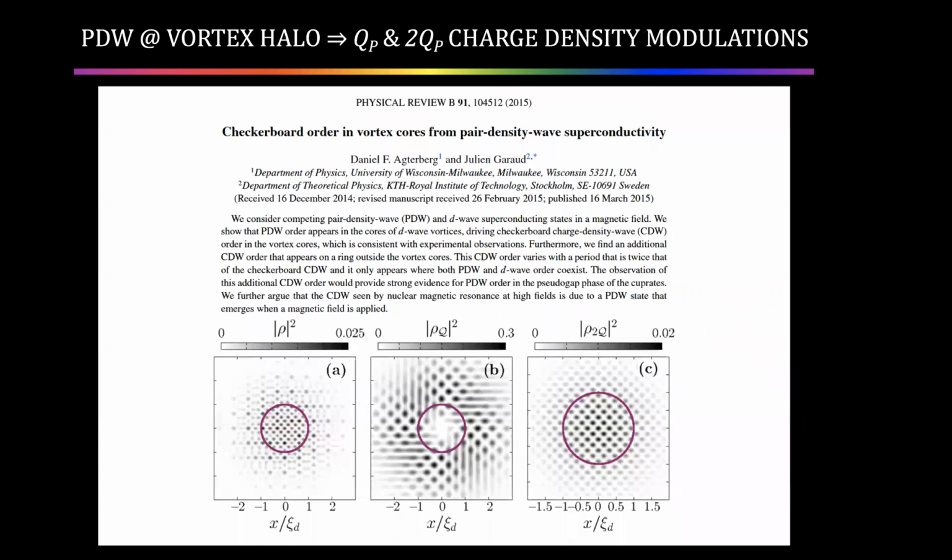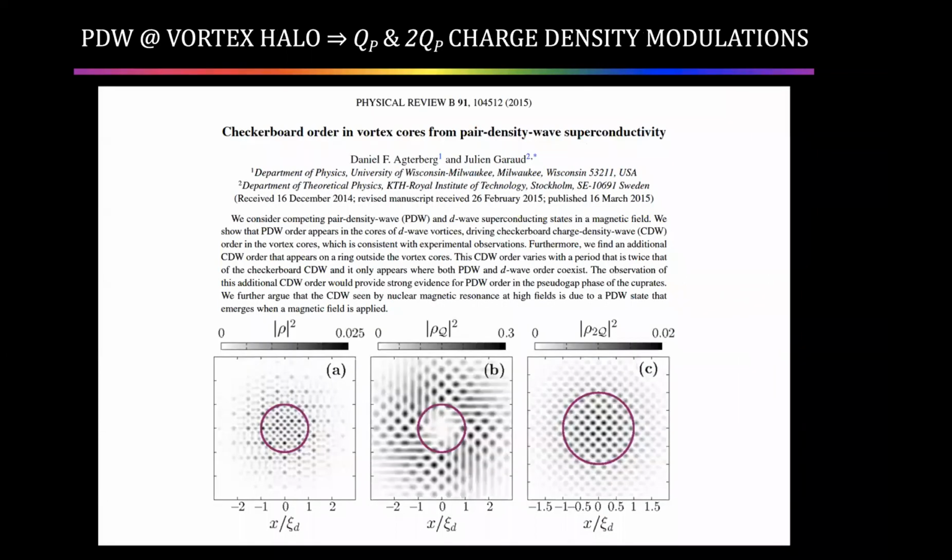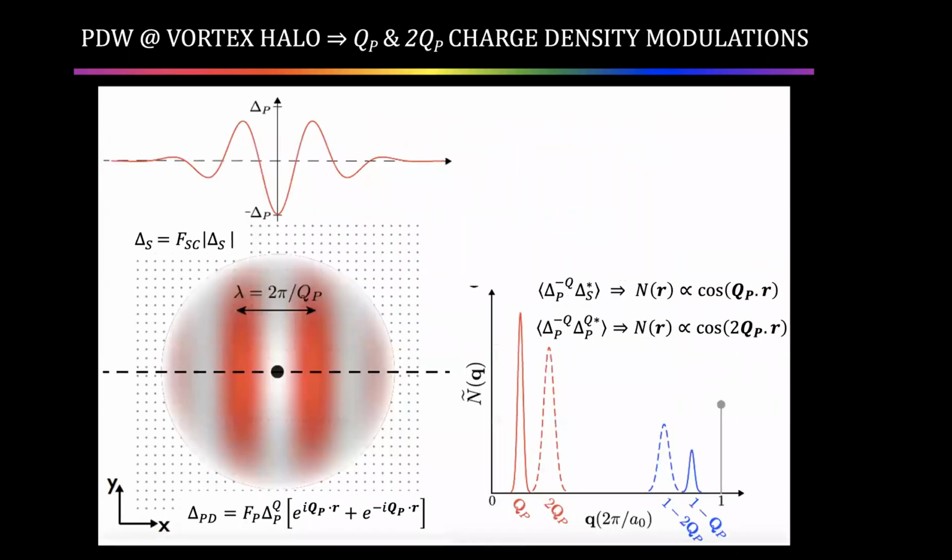So here's a beautiful paper by Daniel Achterberg, in which he proposed an experiment which could tell whether the object produced in the vortex core by applying the magnetic field is a PDW or a CDW. And essentially what he argued is this. Imagine you have a high Tc superconductor with a very tiny coherence length. So this is the region of a vortex. This is the symmetry point of the vortex. The order parameter is destroyed in this little region here. And over this region, it's non-zero and it's recovering to its maximum value.